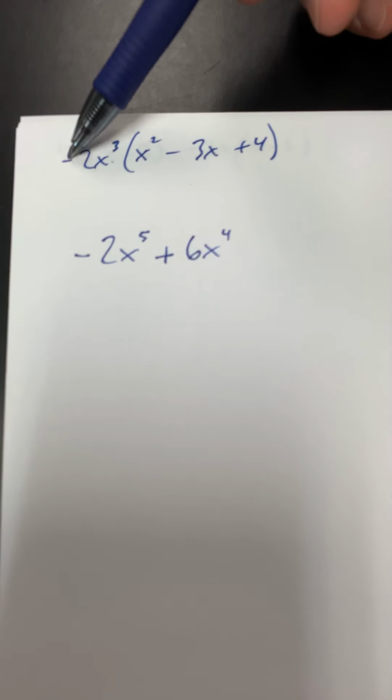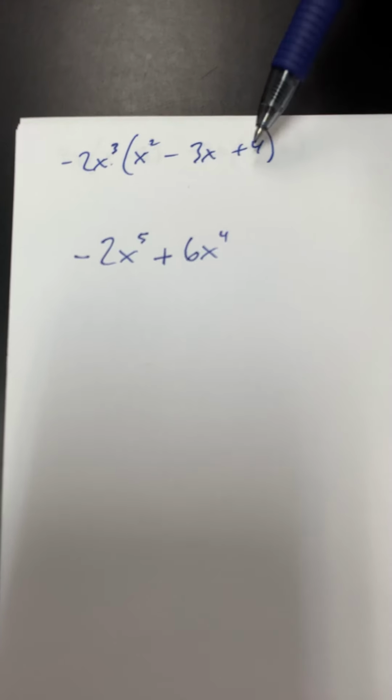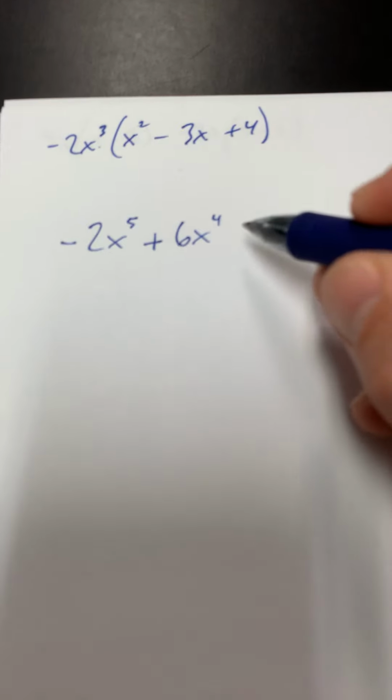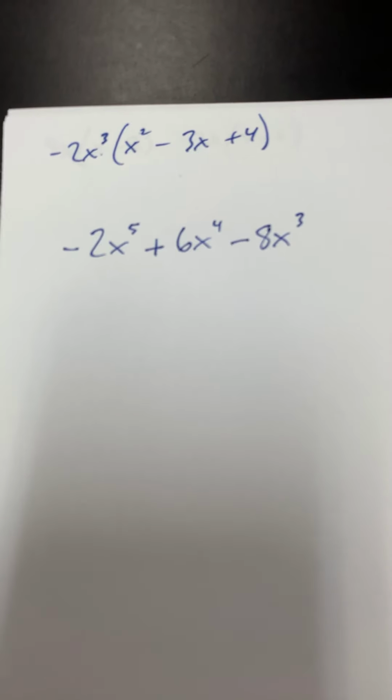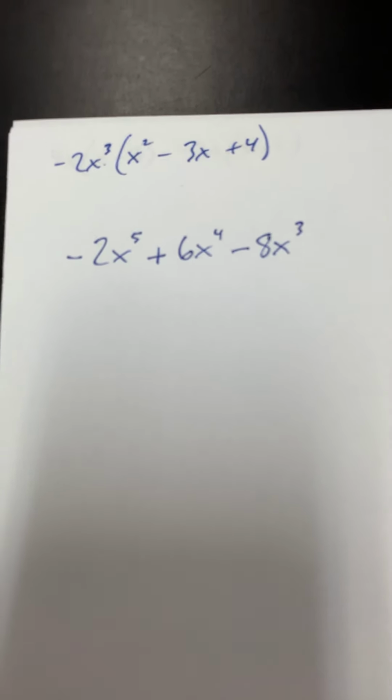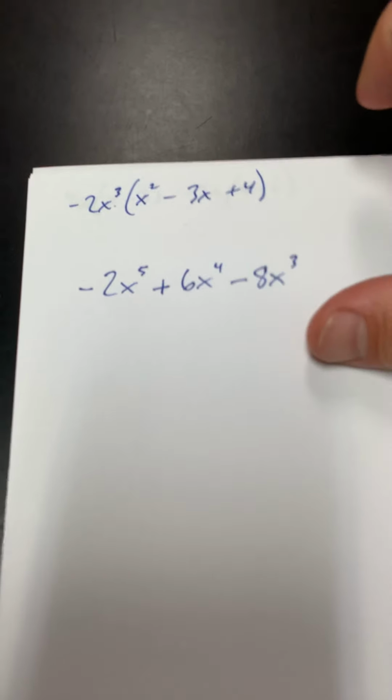And then negative 2x cubed times positive 4 just gives us negative 8x cubed. And that's all we do with that one.